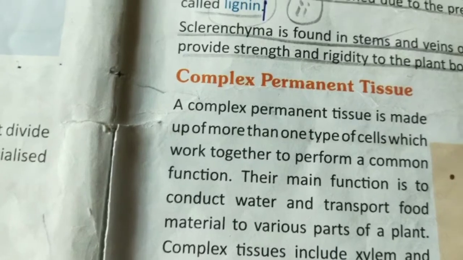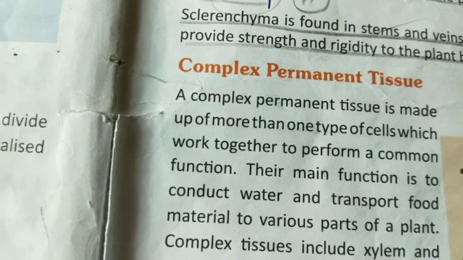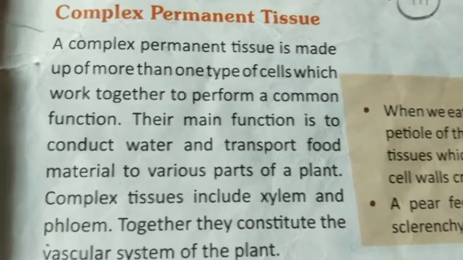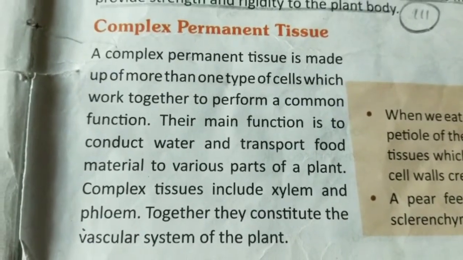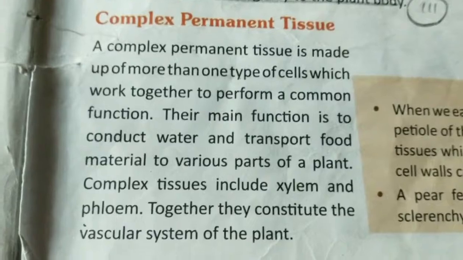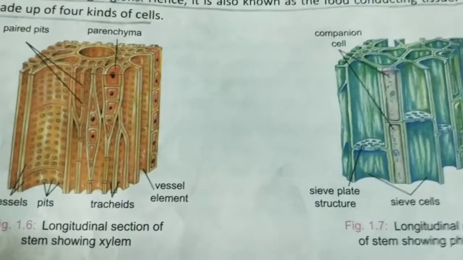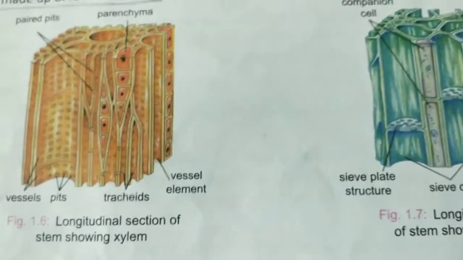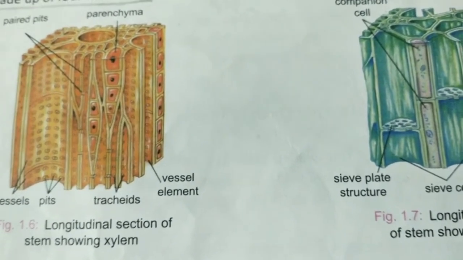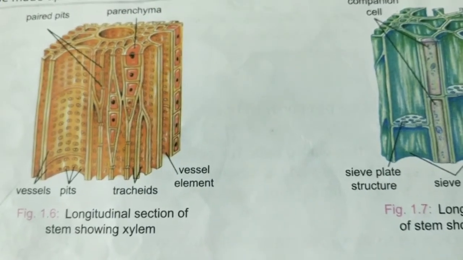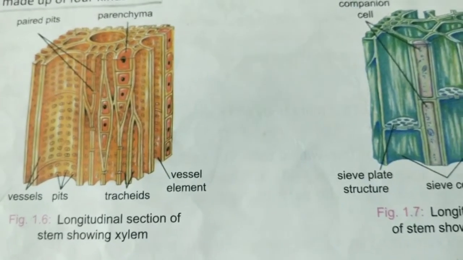These tissues perform different functions. And since in plants their main function is to conduct water and transport the food materials to various parts, let's see the two tissues, xylem and phloem, which are the parts of the conducting system or the transport system or the vascular system in the plants.